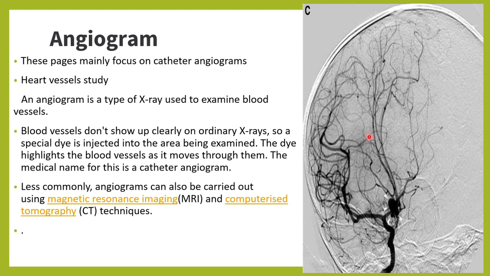When we put this contrast color, you can see here, it will move inside the blood vessels and highlight them, so we can find out if there is any kind of blockage or any kind of bulge, etc. The medical name for this is catheter angiogram, because we pass a catheter here and we study the blood vessel, we take an x-ray. This is called catheter angiogram.